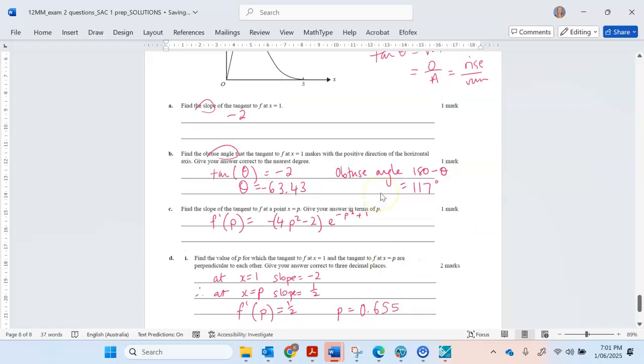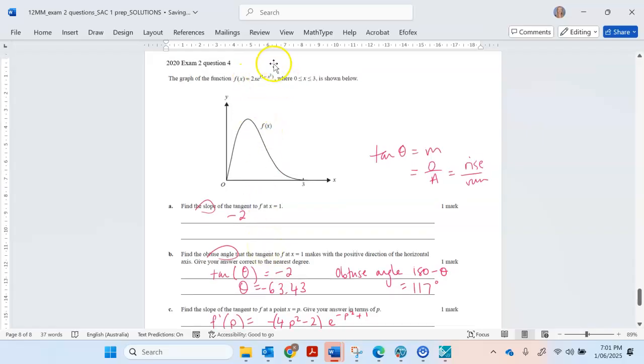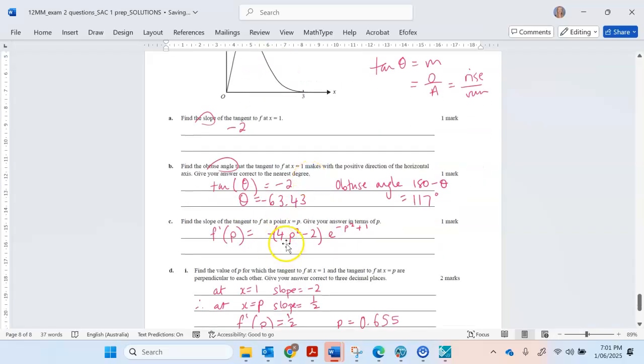All right, find the slope of the tangent to f at point x equals p. So we just take the gradient and substitute in p. So I took the gradient of this function and just substituted in p, which is there. It's that easy. So the slope is your gradient function. At a point, the gradient function has the same gradient as the tangent function, so that's why we can just find the derivative of f and substitute in p. So there it is.